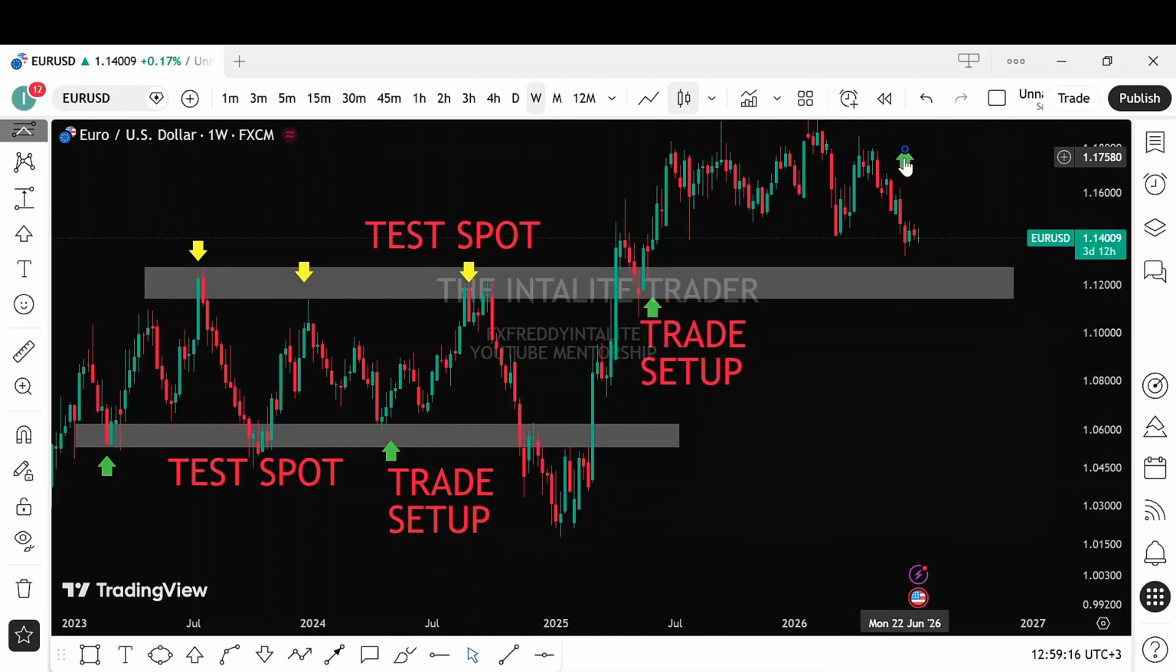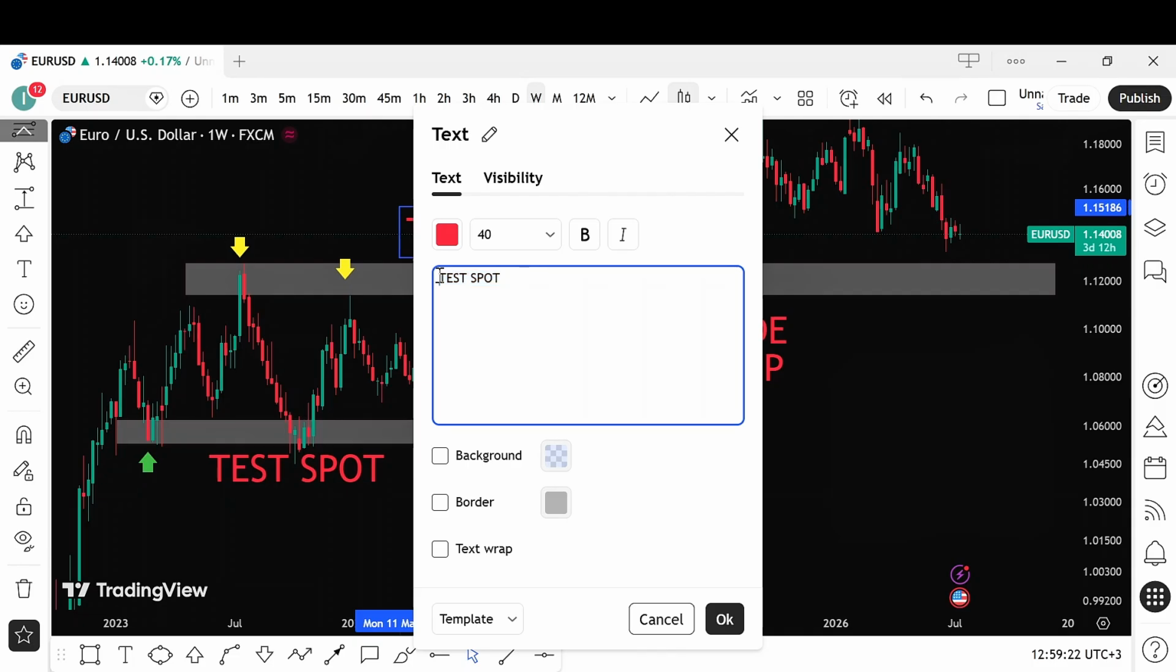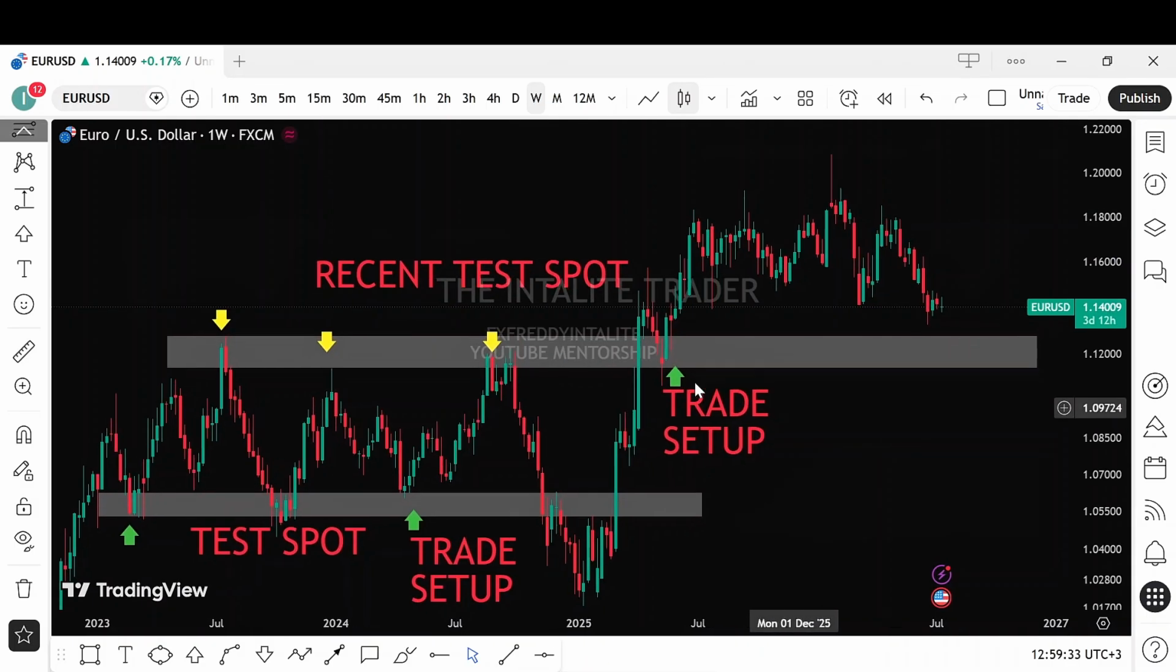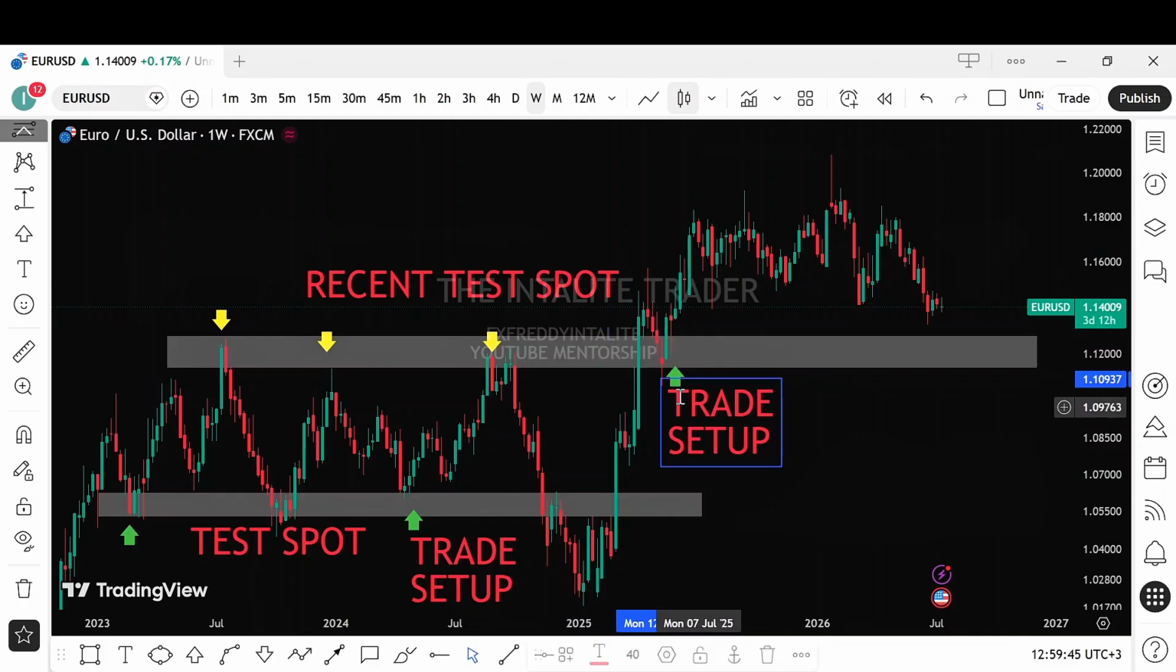I repeat, this is our recent test spot. We are looking at this one here. Price broke above, came to retest this level. So price respected this recent test spot. It broke above, came to retest. But because this level has been respected in recent times, we took this trade from here to here. That is the meaning of recent respected test.